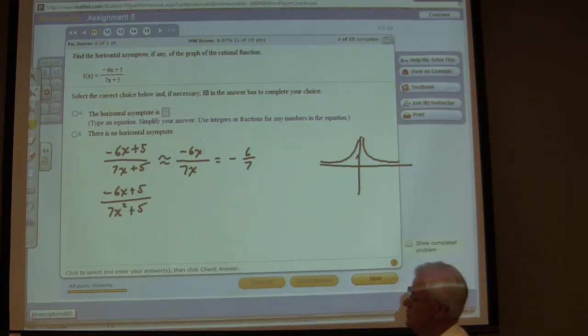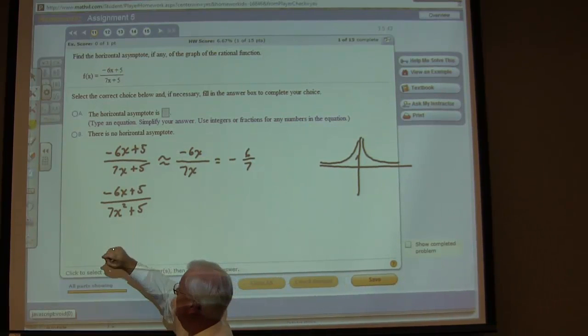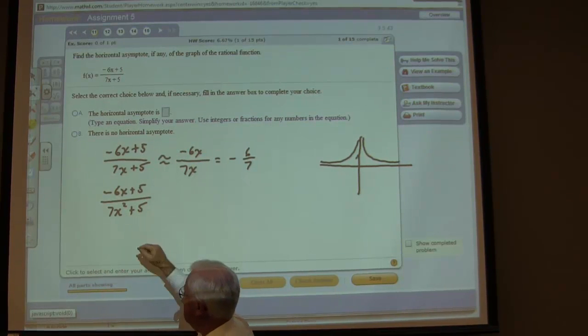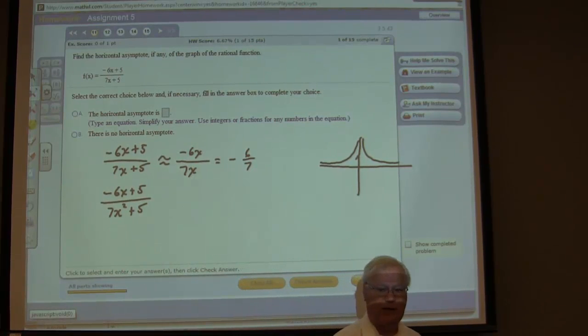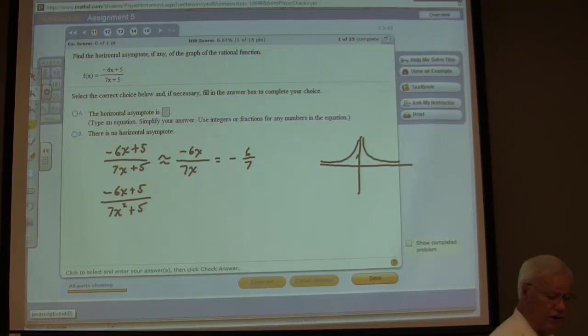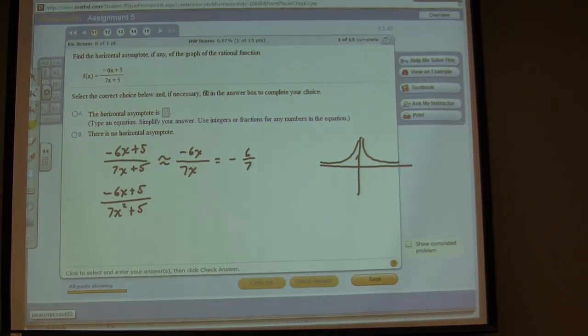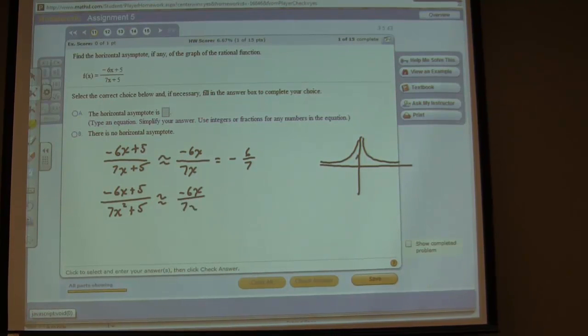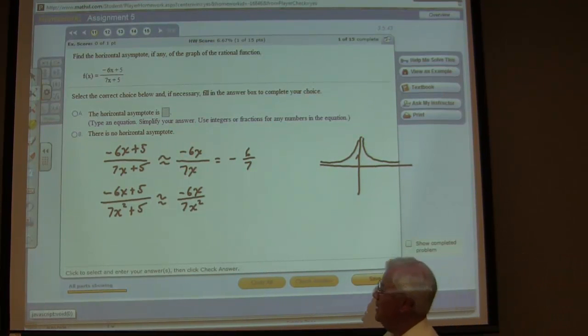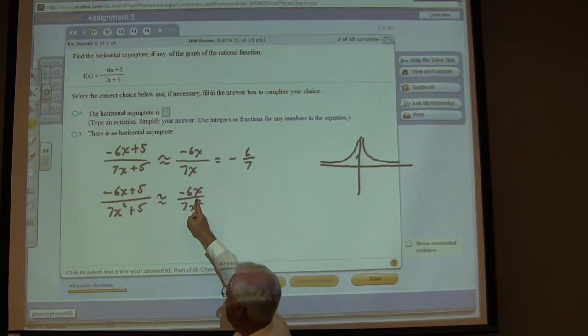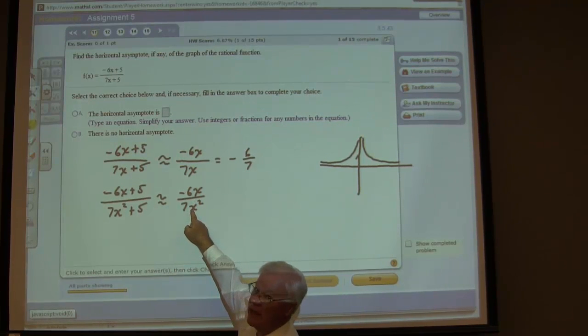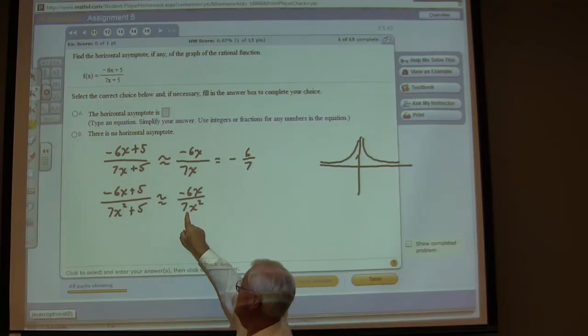And the thing I've changed is I've squared this one. Now, the plus 5s, when x gets very, very big, the plus 5s really don't mean anything. They don't cancel. They just don't mean anything. So this is still approximately minus 6x over 7x squared. Well, I can't cancel the x's like I did before, but I can cancel 1x with one of these x's. Remember, this is x times x, so that's x times x.